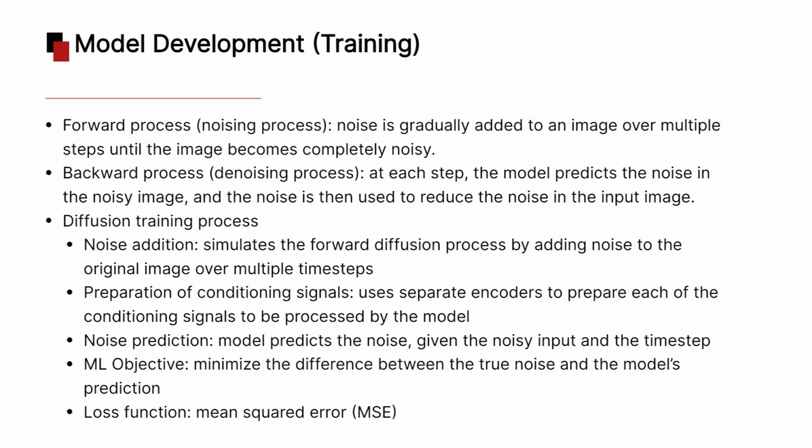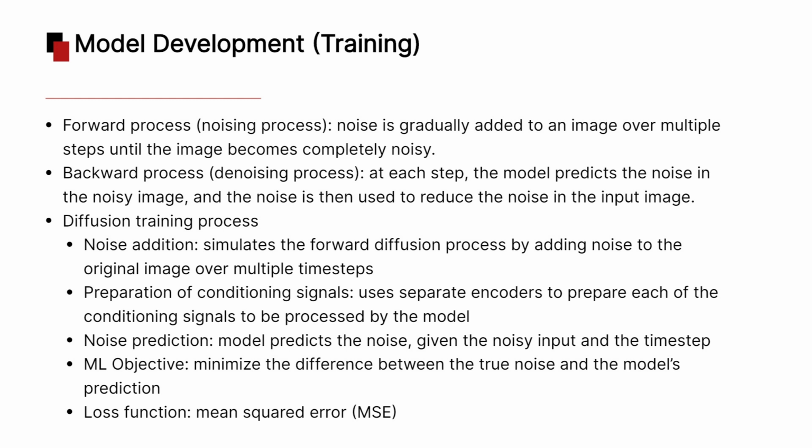Noise prediction. The core model, e.g., a UNet or diffusion transformer, takes the noisy image, time step, and conditioning embeddings and predicts the exact noise that was added. Objective. We optimize the model so its predicted noise matches the actual added noise as closely as possible. Loss function. Typically, this is a mean-squared error, MSE, between predicted noise and true noise. Some implementations add auxiliary losses, like perceptual or adversarial losses, to encourage photorealism or style fidelity.